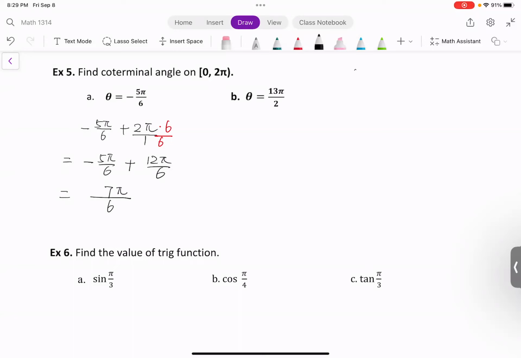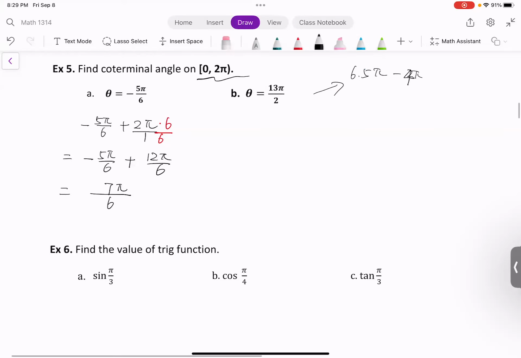13 pi over 2 is 6.5 pi. If I subtract 1 full rotation, 2 pi, it is still too big. It's not in this interval, 0 to 2 pi. So how about minus 4 pi? That's 2 rotations. No, it's still not in the interval.